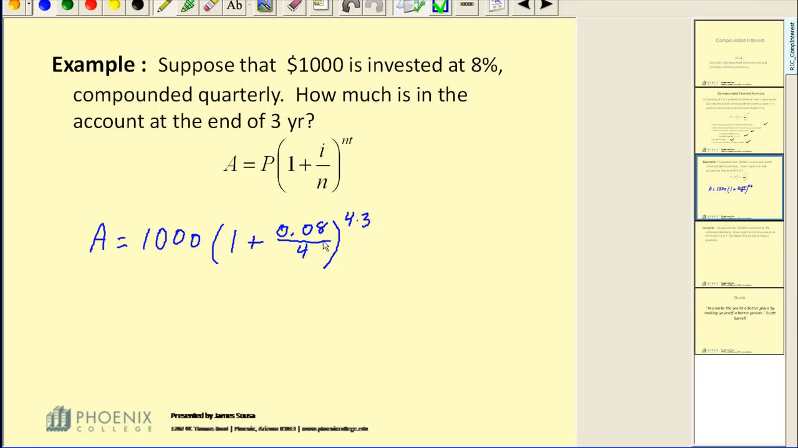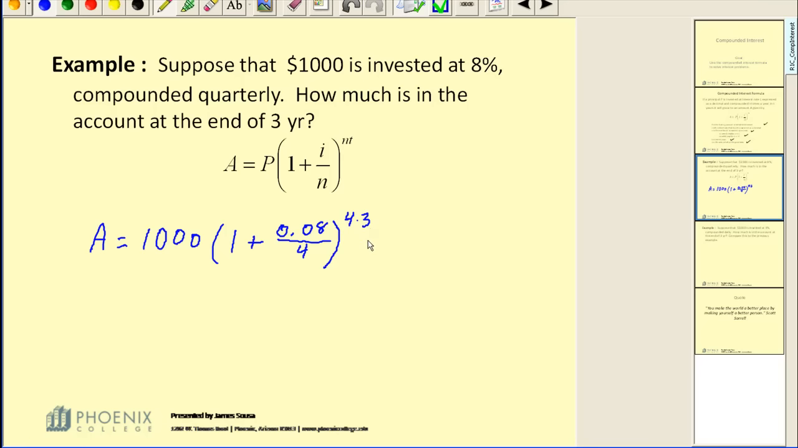Now let's take a look at this for a moment. This may seem kind of odd, but essentially what we're doing is we're getting common units. What I mean by that is this. If we take 8% annual interest rate and divide it by 4, we're essentially getting a quarterly interest rate. And if you multiply 4 times 3, that would be the number of quarters in 3 years. So essentially what we're doing here is we're putting everything in quarters.